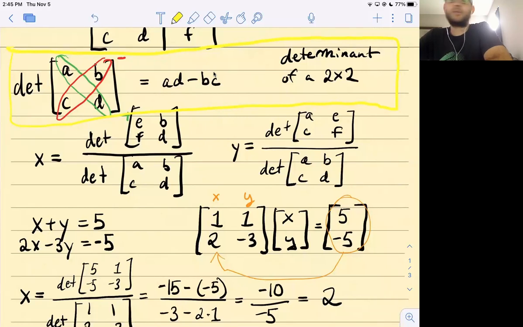And the reason it's called determinant is because it tells you a lot of information about the matrix. If the determinant is 0, it tells you that the system won't have a good solution. But when the determinant is not 0, because your denominators won't be 0, then you can find an answer. Okay.